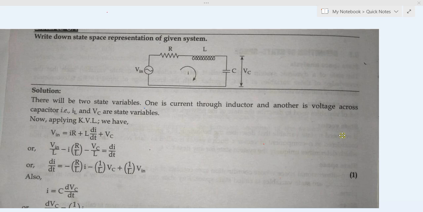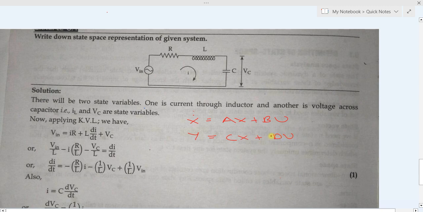Hello everyone, in this video we are going to solve the problem related to the state space representation of the electrical system. For the state space representation we have two equations: one is the state equation and another is the output equation. The state equation is x dot equals Ax plus Bu, and y equals Cx plus Du is called the output equation.